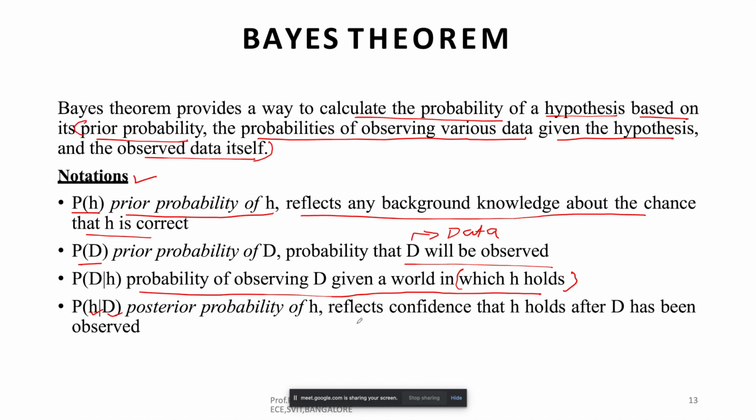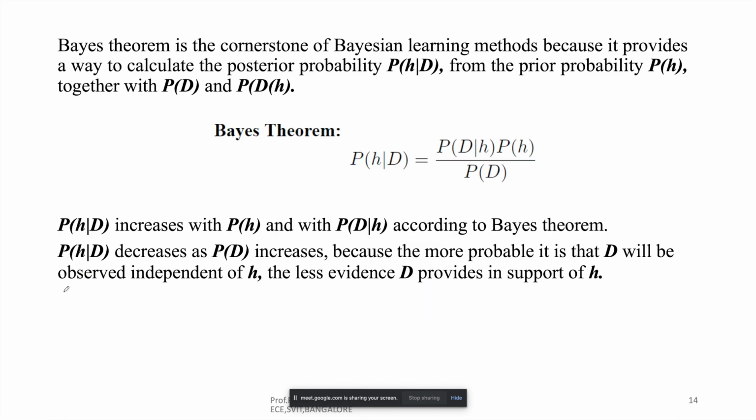So here what does it reflect? Confidence that H holds after D has been observed. Yes or no? When the prediction comes, if classification comes, the confidence level should be proper. That is there in your Bayes theorem. Okay, I hope you will remember these notations which we are using in Bayes algorithms for the long term. Then based on that we have a theorem. What is that?